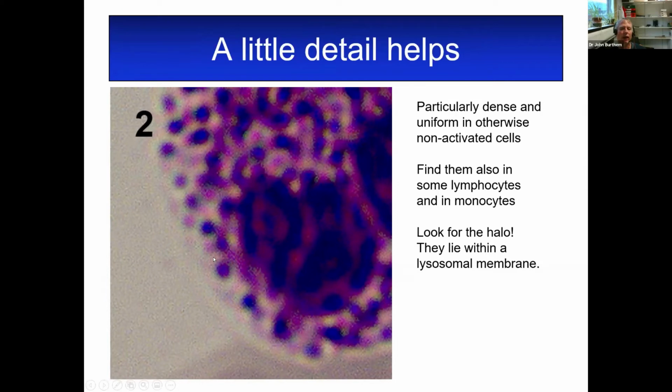If you're trying to diagnose this, the things you should look for are particularly dense and uniform inclusions in otherwise non-activated neutrophils. You should then look around, and you may also find them in the lymphocytes, and you'll definitely find them in the monocytes. Then look for the halo. If you've got a good enough microscope, you should be able to see the nice pale halo surrounding them. It shows they lie in the lysosomal membrane.